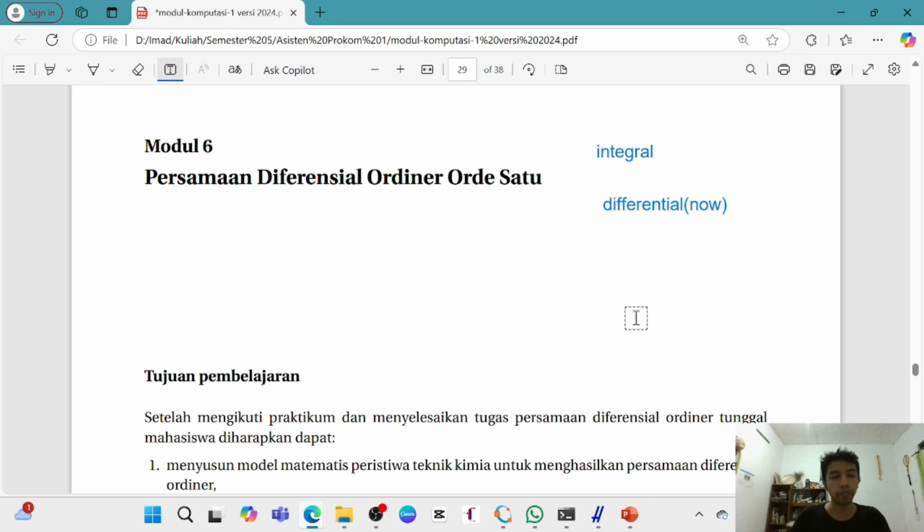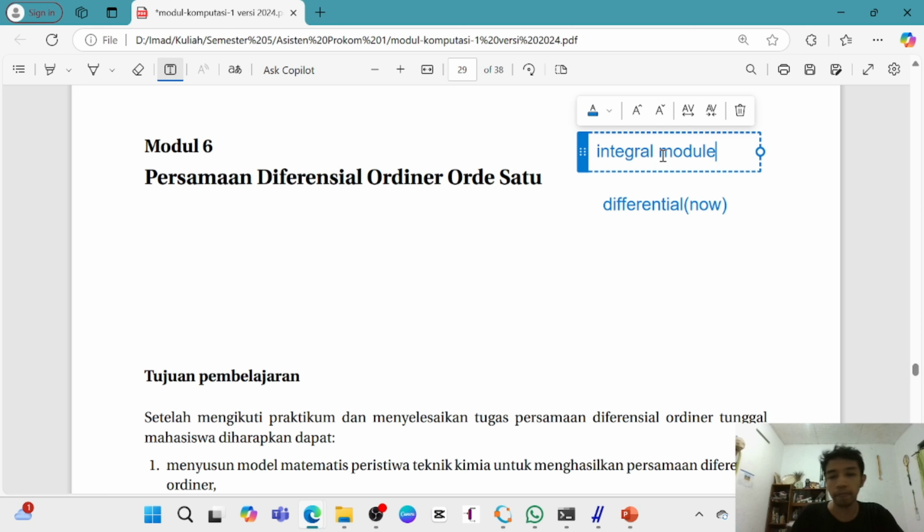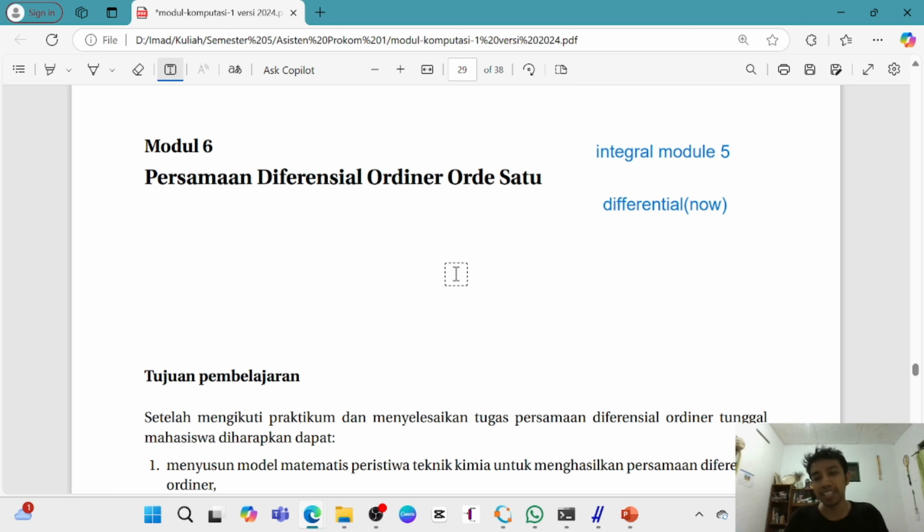And now we are starting the tutorial for problem 1 for module 6. This is the differential equation. Maybe in module 5 we had the integral module. Then we know in differential, this is calculus, right? Integral, then differential.